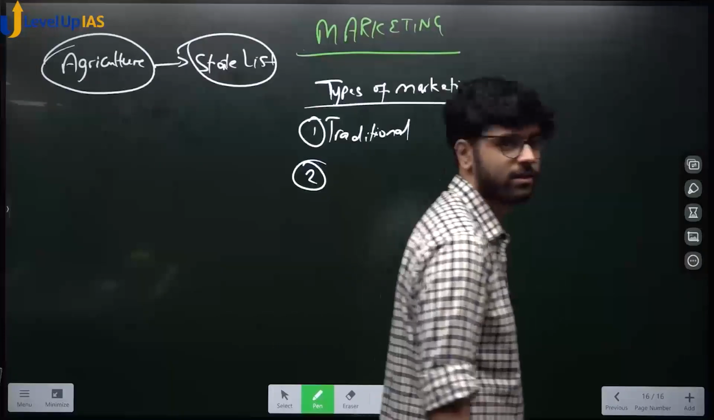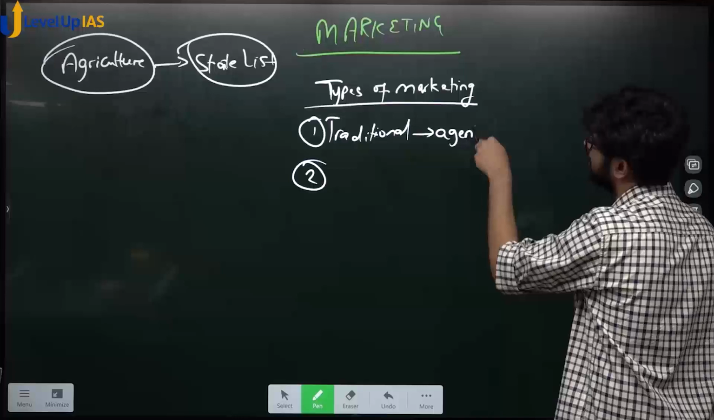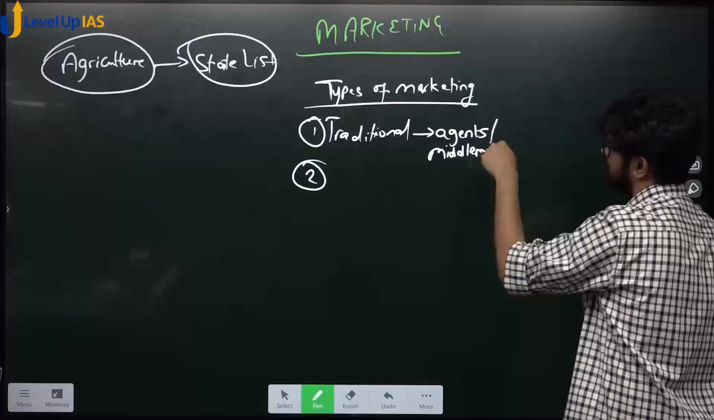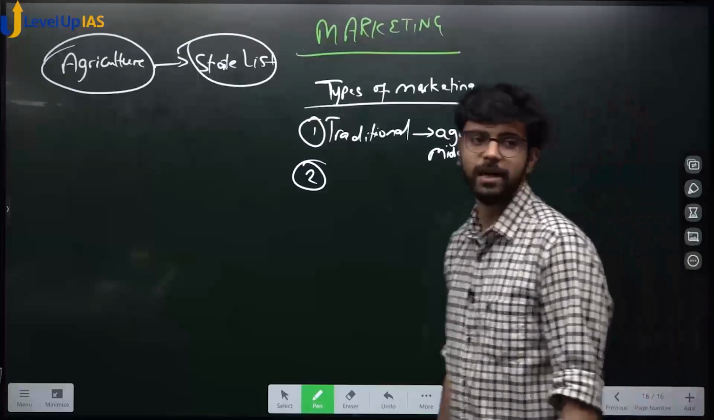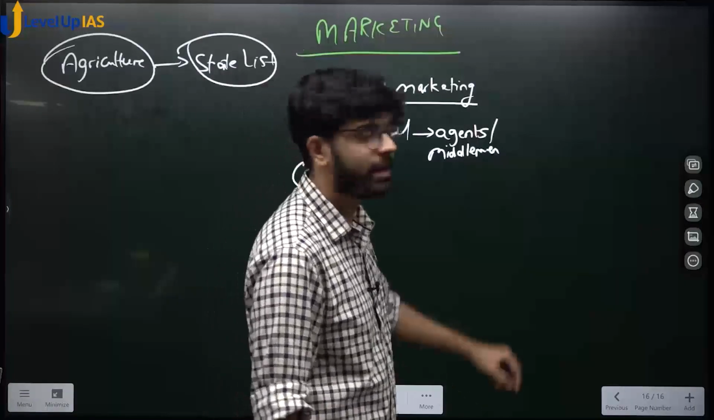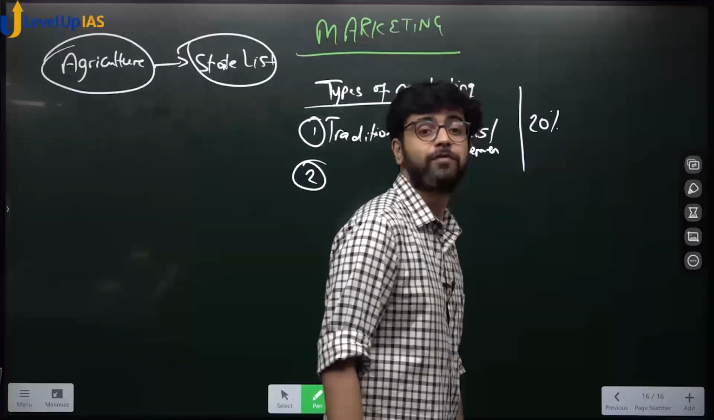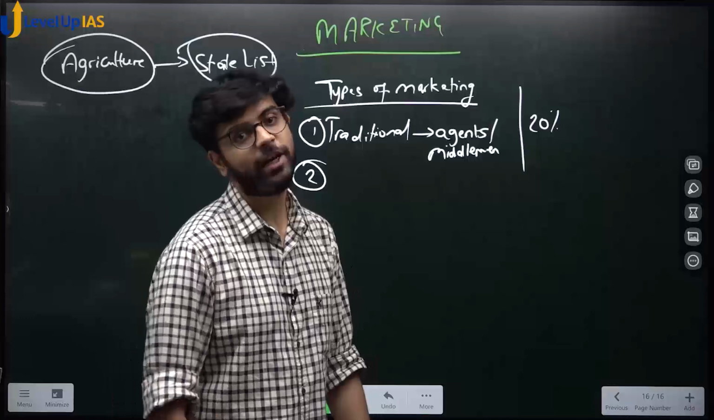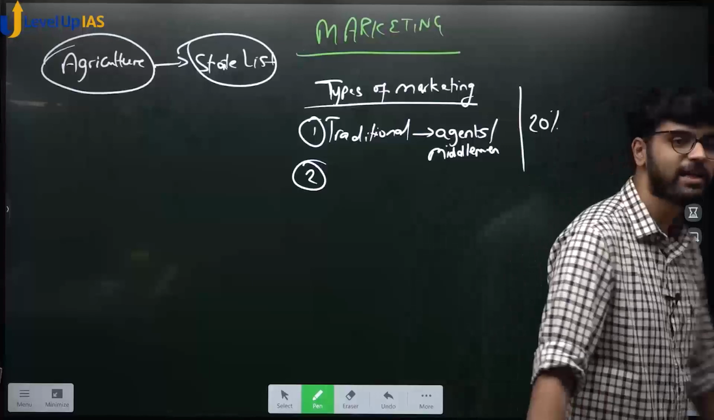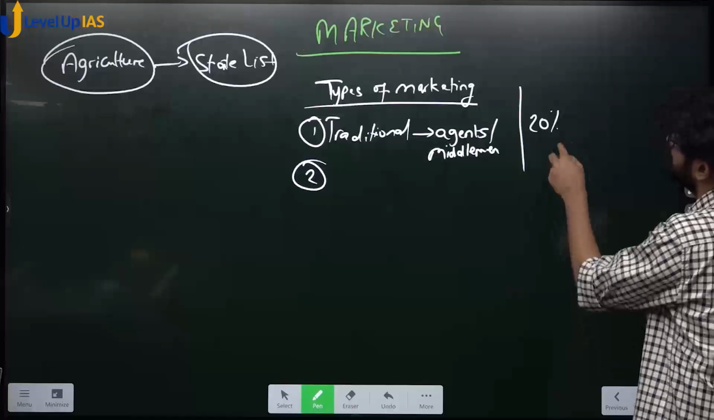Who do you contact? Agents? Middlemen? What is the problem with this? Agents, middlemen? Commission? Do you know, in traditional marketing, only 20% of the price reaches farmers. The farmer went thinking he will earn 100 rupees, he is getting 20 rupees. Just imagine, because agents also know that his produce is perishable. He will be desperate, the farmer will be desperate. 20% reaches farmers.